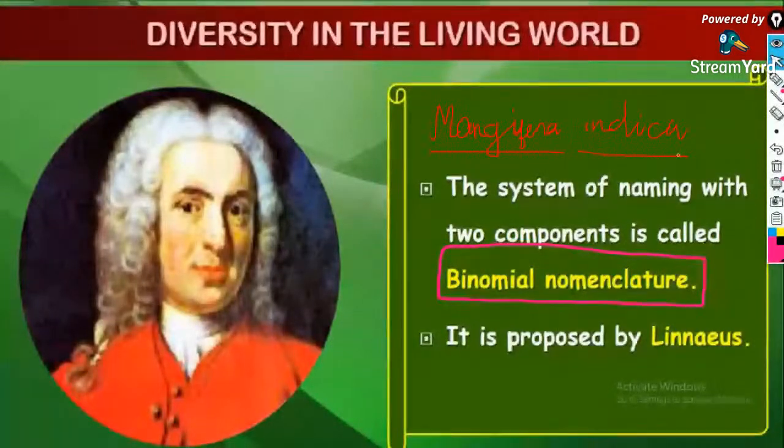Guys, I have a question for you. After this, I'll ask it. So Mangifera indica gives two components. Mangifera is the genus name. Indica is the species name. The genus and species of mango are indicated by the scientific name. So it is known as binomial nomenclature and is proposed by Linnaeus. I hope this is clear.